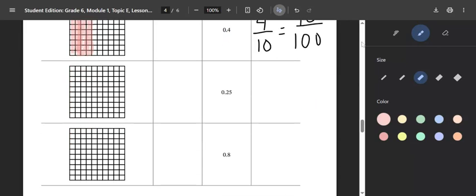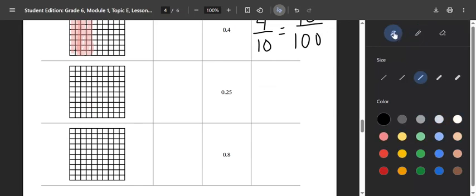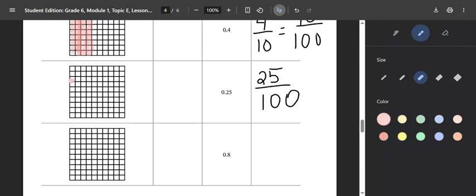All right, the next one is 25 hundredths, so that's 25 out of 100, and when you shade that in, you just shade in 25 of them. So that's 10, 20, and then 5. 1, 2, 3, 4, 5.